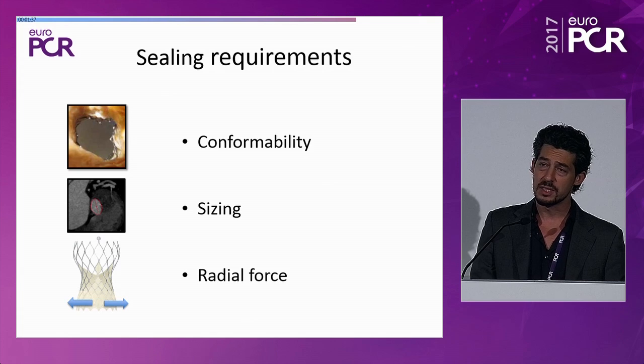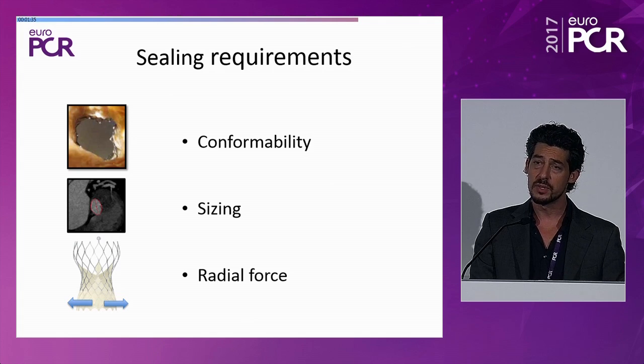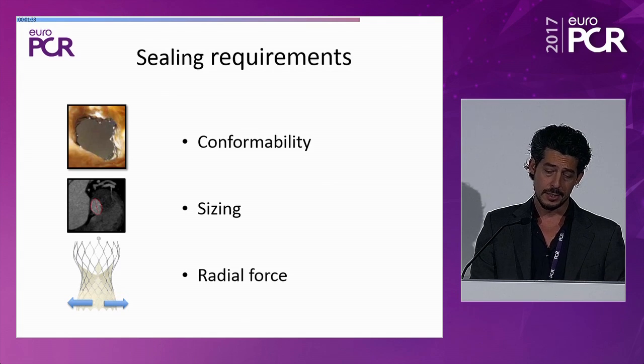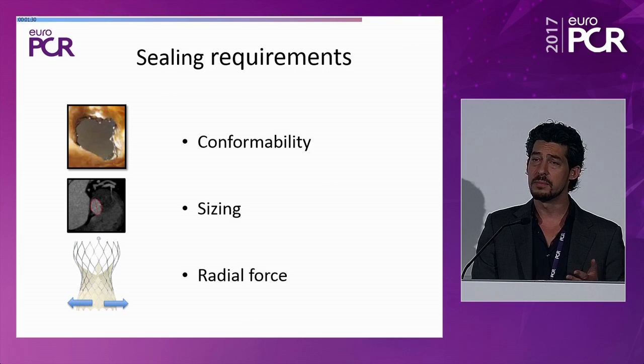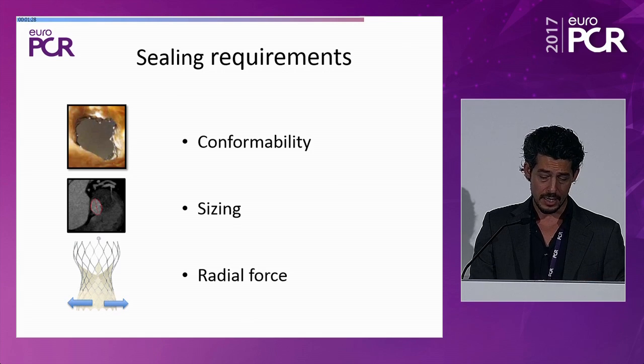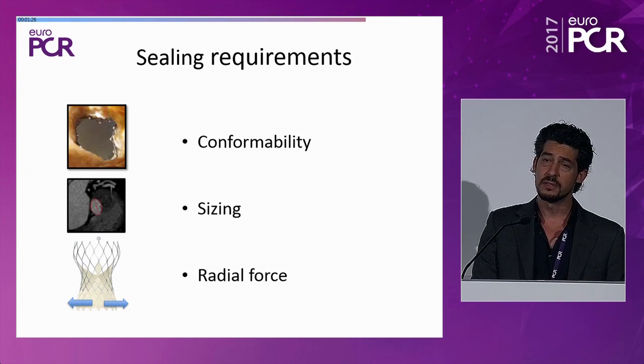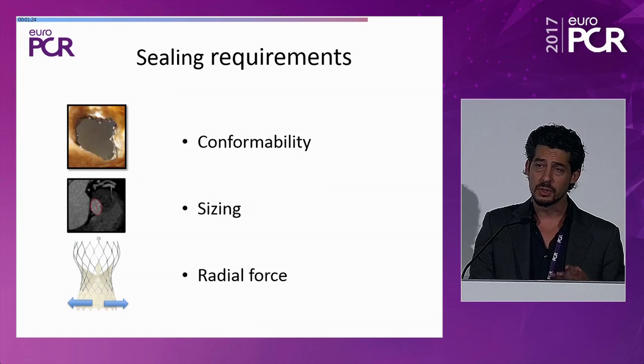Second, you want to optimize the sizing, so you need the right oversizing in order to seal, and that might be different from valve design. And third, you need a valve with sufficient radial force. These are the three major criteria. There may be some other little ones, but these are the three major criteria that we think about when designing a valve for sealing.